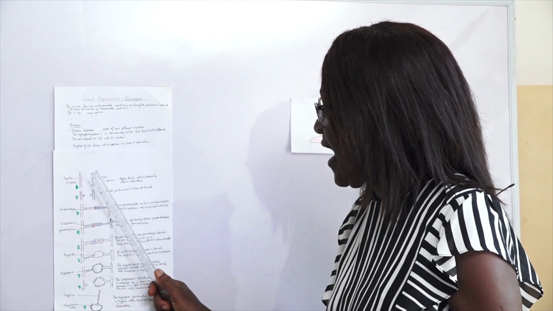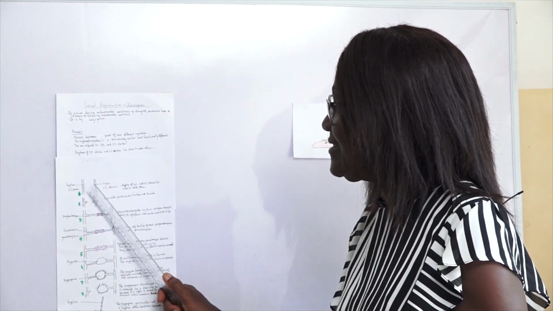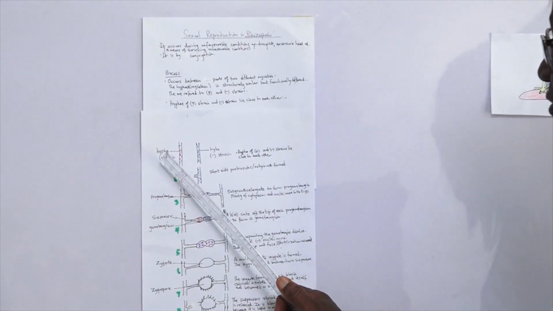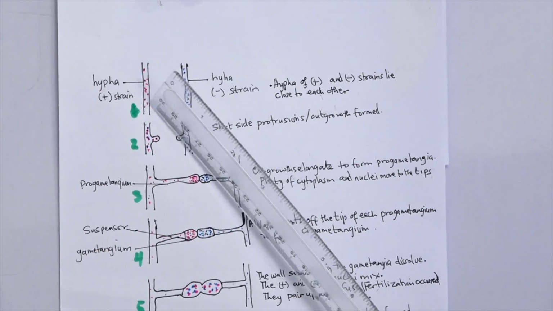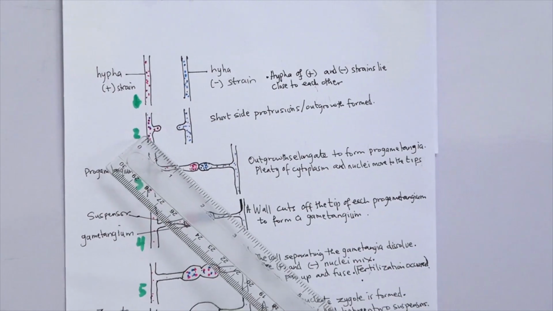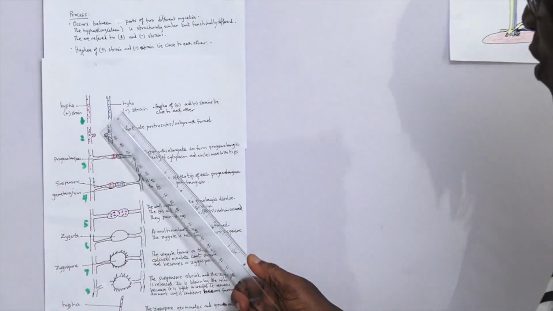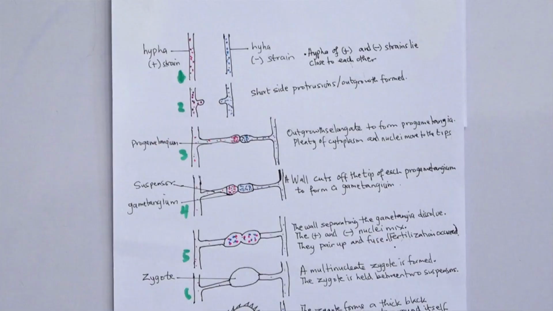You see these two hyphae, they are structurally the same, but they are functionally different. This is a plus strain, this is a minus strain. They are lying very close to each other. And so when that happens, short protrusions grow in their side branches. The short protrusions continue growing long, and the cytoplasm in the hyphae comes to fill the tips of the swellings.